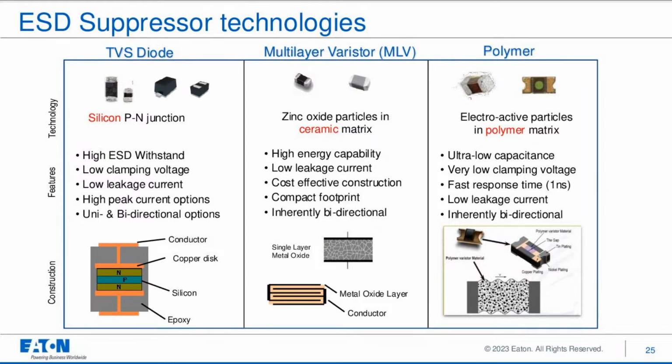Lastly, polymer surge suppressors are made from a unique ultra-low capacitance polymer voltage variable material. This technology is the smallest and lowest capacitance of the three. However, its lower energy handling capability makes it best suited for signal and data line protection. Both MLV and polymer ESD technologies have the benefit of being inherently bidirectional.